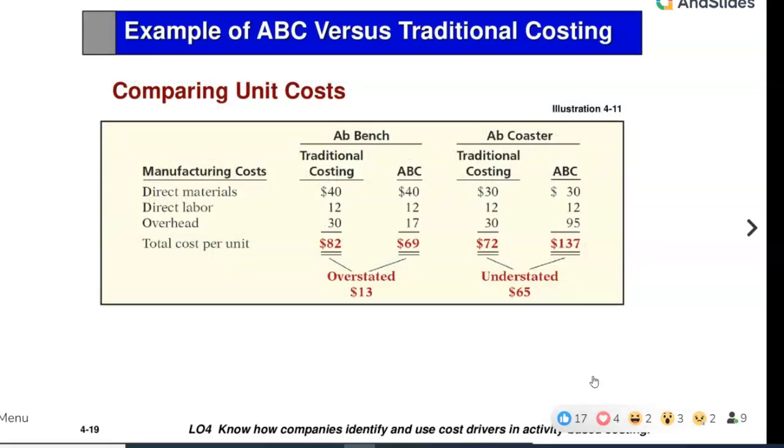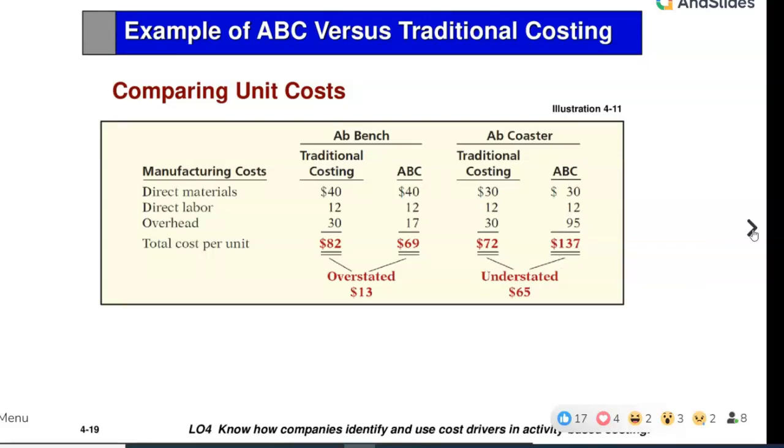I'm sorry, the 13? Oh, no, that's the difference between traditional costing. I said it cost me 82, it also cost me 69. So I overstated by 13. I was high by $13. Here, I'm under by 65. Is that what you mean? Yeah, okay, it's just the difference.